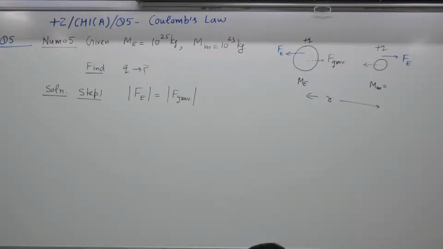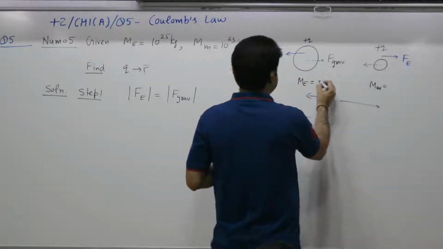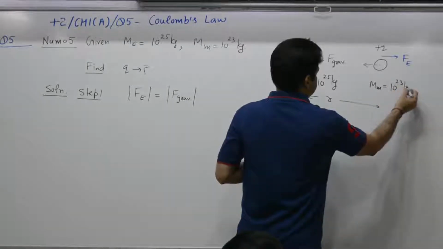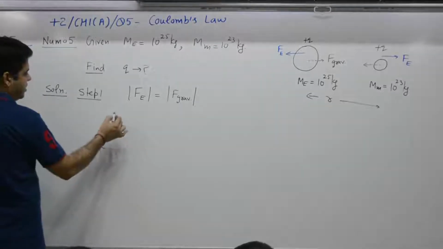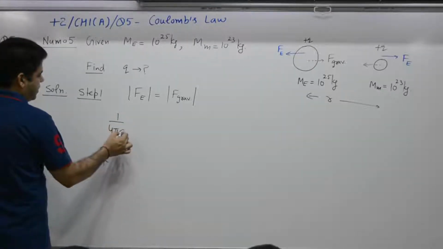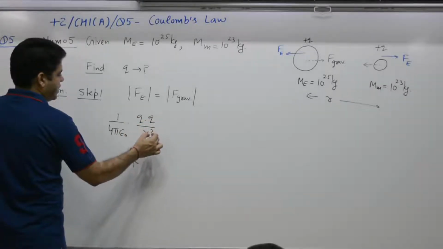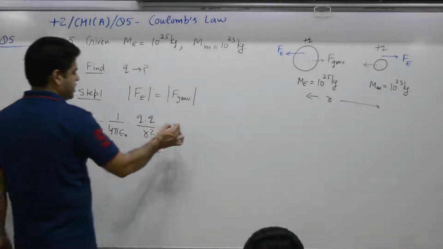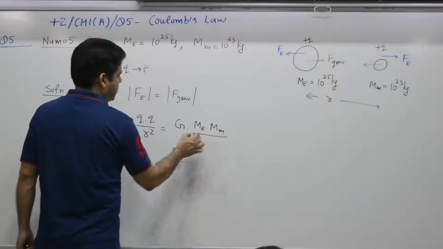Coulomb's force and gravitational force. This mass is given as 10 is power 25 kg. Formula for electric is what? 1 by 4 pi epsilon naught Q1 Q2 over R square. Gravitational, yes, plus 1, chapter 6, capital G, mass of earth, mass of moon by R square.